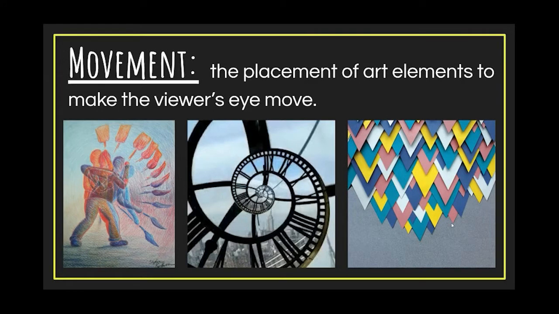Okay, movement is the placement of art elements to make the viewer's eye move. So we can make things repeat as they did in this first drawing to make the viewer's eye move. We could create implied lines like they did with the swirl in the second one. Or we could overlap objects that actually point in a direction like they did in the last one. So in the first one, the artist made your eyes look upward, and the second one round to the center, and in the last one downward.